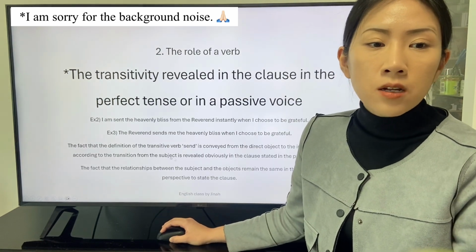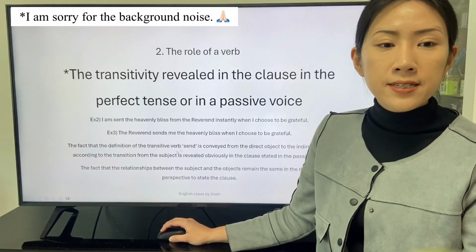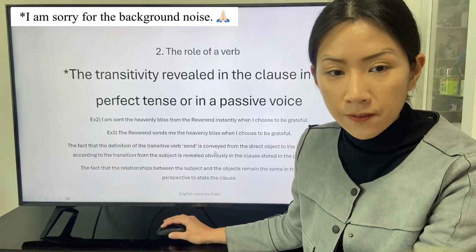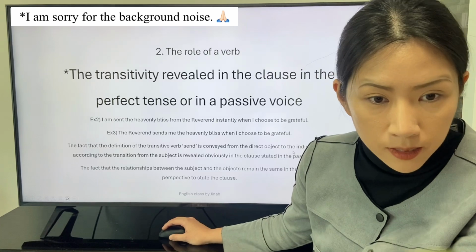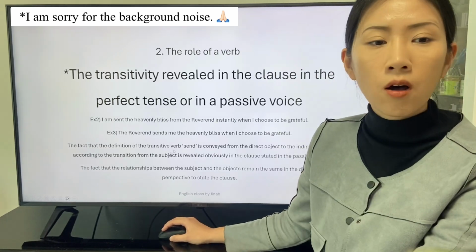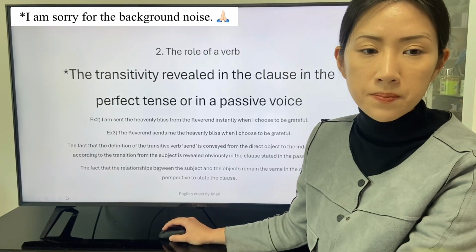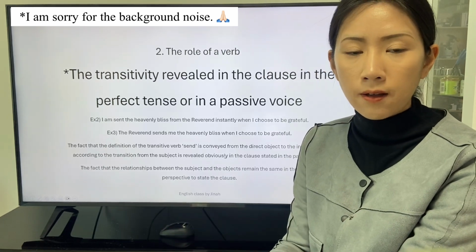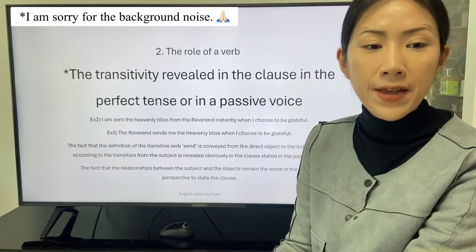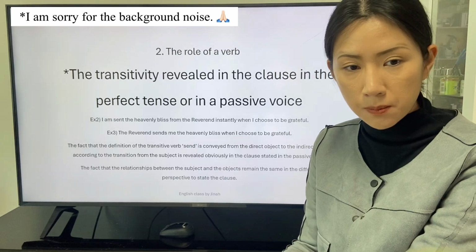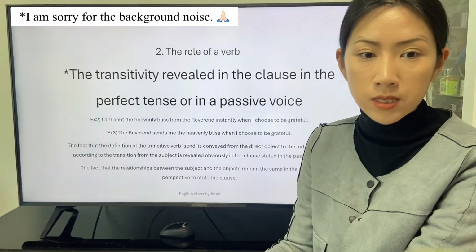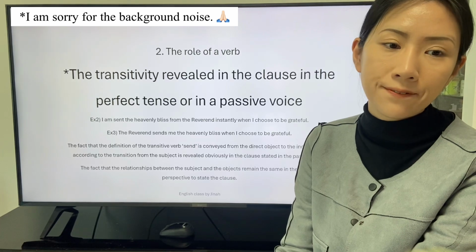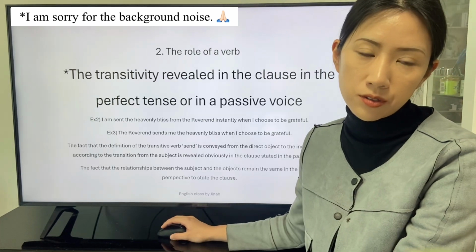The fact that the definition of the transitive verb send is conveyed from the direct object to the indirect object, according to the transition from the subject, is revealed obviously in the clause stated in the passive voice. The relationships between the subject and the object remain the same in the different perspective used to state the clause.